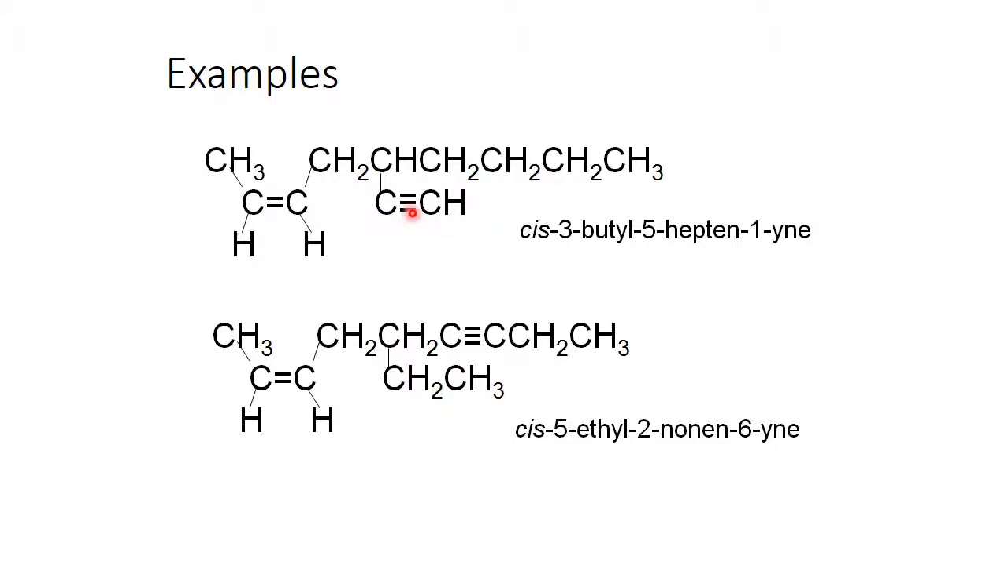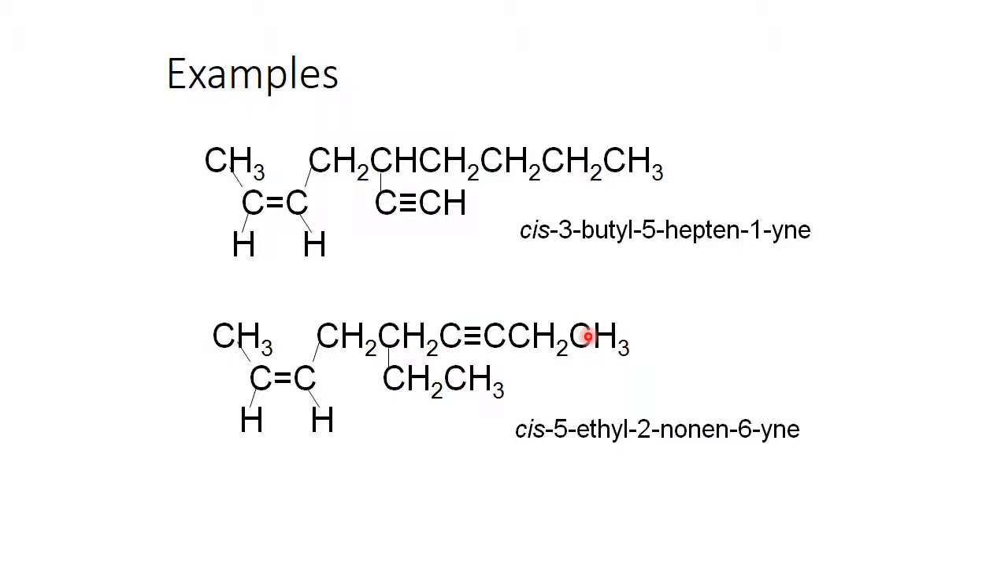Now I'm going to call this 1-yne and 5-ene because 1 is a lower number. And of course you can see there is a substituent, a butyl substituent, so it's 3-butyl, 5-heptene, 1-yne. And you can see these are cis, so I want to also say cis-3-butyl-5-heptene-1-yne.